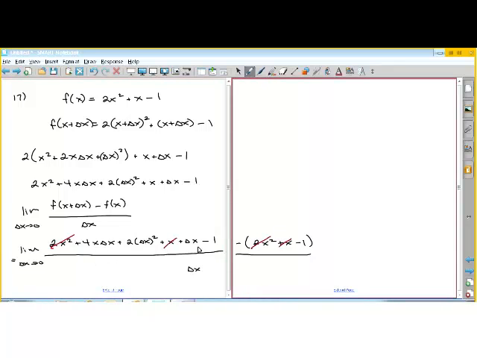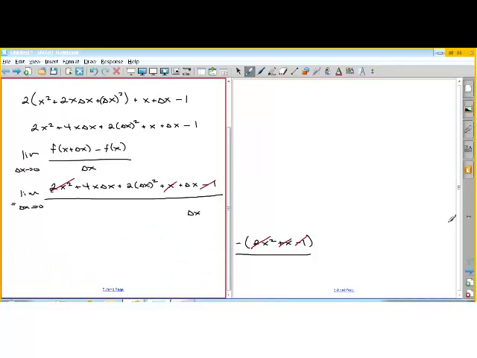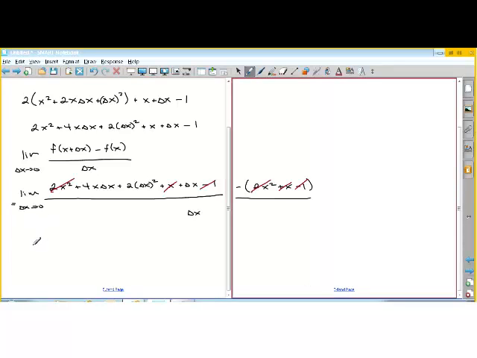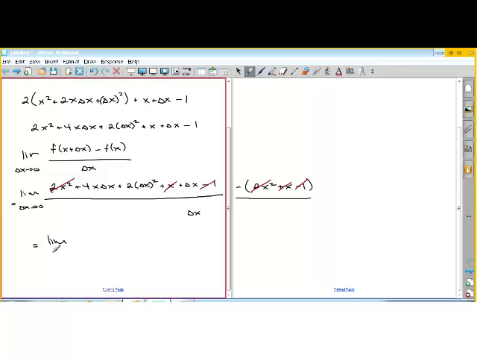This cancels out with that. This cancels out with that. So what we're left with is the limit as delta x goes to 0 of 4x delta x plus 2 delta x quantity squared plus delta x. So it's this one, and that one. Everything else cancels out. All divided by delta x.